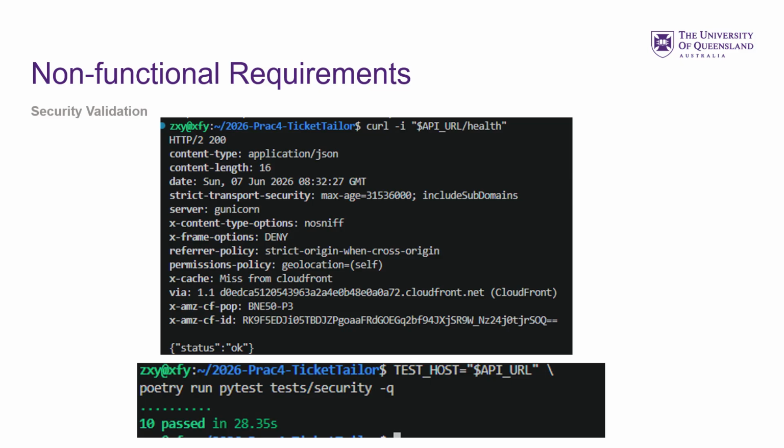Next, I will show how the system delivers its important non-functional requirements. We focused on security, availability, deployability, and scalability. For security, we test both HTTP security headers and the backend access control rules. As shown in the screenshot, the deployed API returns security headers such as HSTS, X-Content-Type-Options, X-Frame-Options, Referrer-Policy, and the Permissions-Policy.